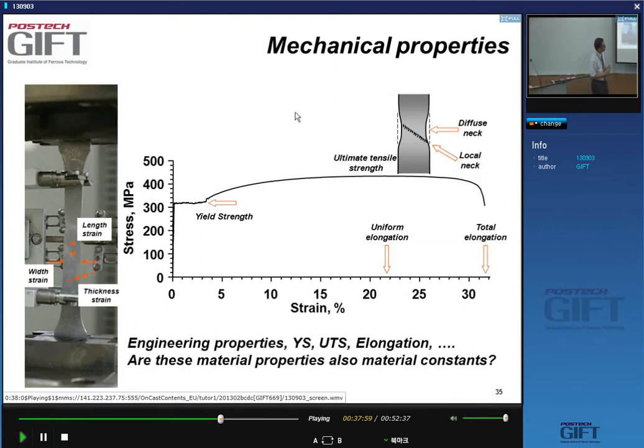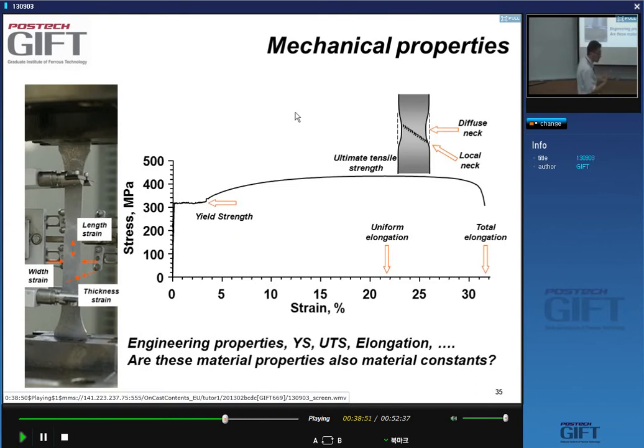So, let's think a little bit back on what we know from the introduction to mechanical metallurgy and look at our stress-strain curve. So we have this strange yield point. Then we have a hardening stage in our stress curve. At a particular point, which we call the ultimate tensile strength, we see that the samples develop a diffuse neck. And then, in certain cases, we get a local neck, a very well-defined deformation band, before the fracture occurs.